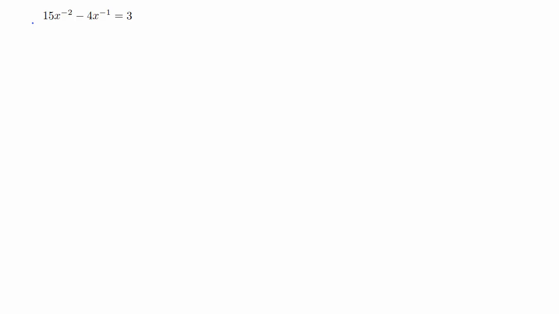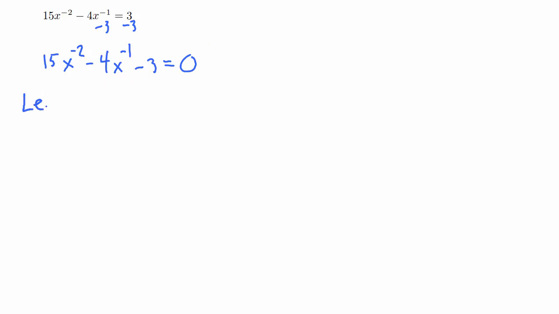Hello. In this example, we're going to be solving the equation 15x^-2 - 4x^-1 = 3. To solve this, the first thing we want to do is get this 3 to the left-hand side. So I just need to subtract 3 from both sides. That's going to give me 15x^-2 - 4x^-1 - 3 = 0. Now you can kind of see that it's almost in quadratic form.